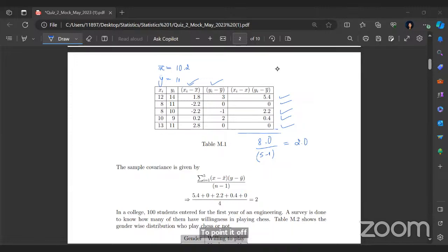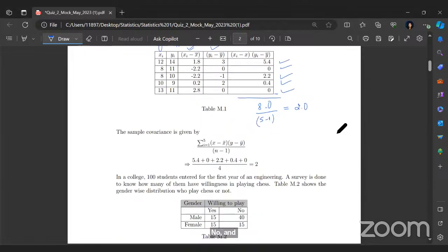Any doubt in this? No, ma'am. All right. This was just using the formula. So you get the correct answer as 2.